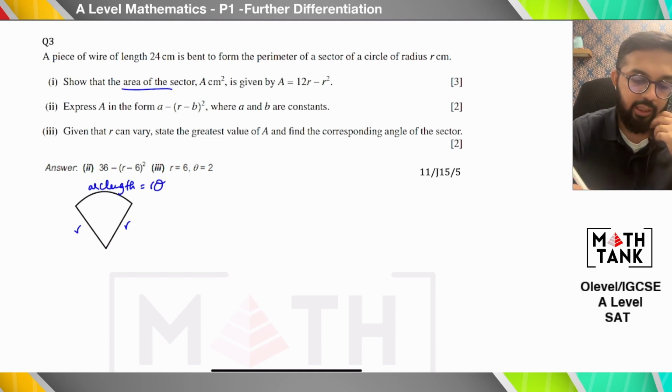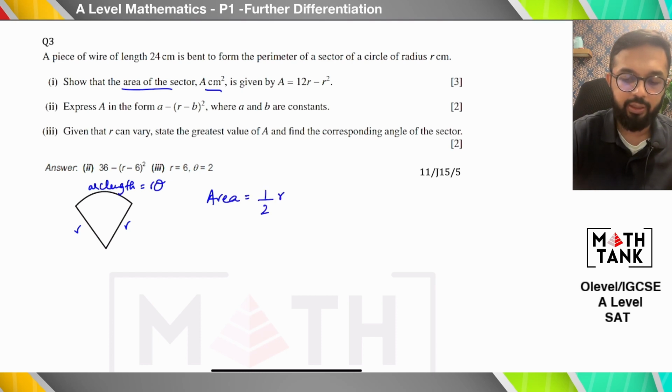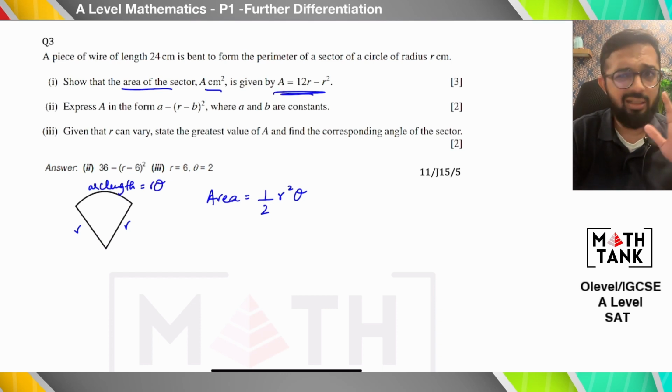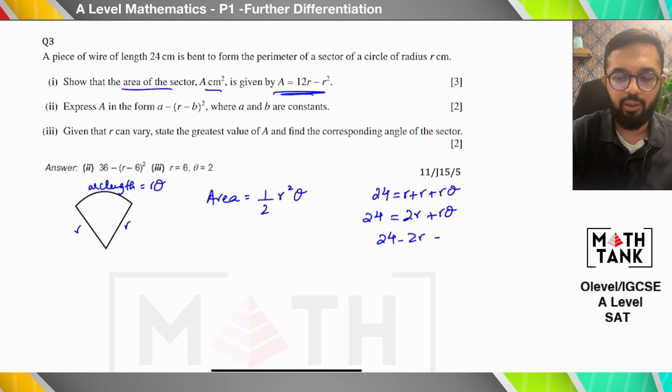So show that the area of the sector. Okay, so area of the sector, we've done this formula before. It goes like half r squared theta. That doesn't match what's there in the question. This theta that's there in our solution, how do I get rid of theta? I'm going to use this 24. I'm going to say that 24 was made up of r plus r plus r theta. So 2r plus r theta equals 24. So 24 minus 2r equals r theta. Now theta equals 24 minus 2r over r. Okay, so I have a relationship between theta and r.